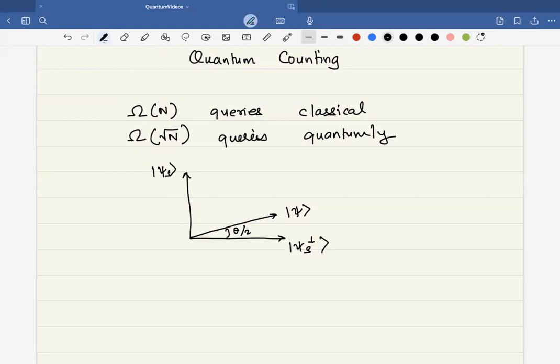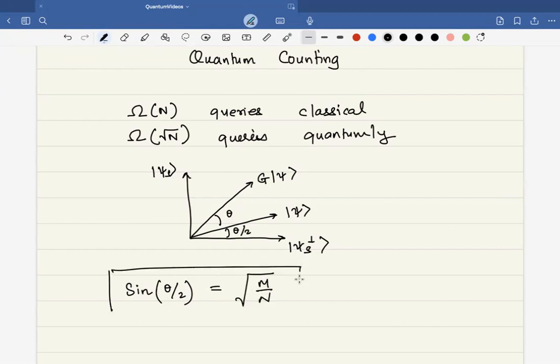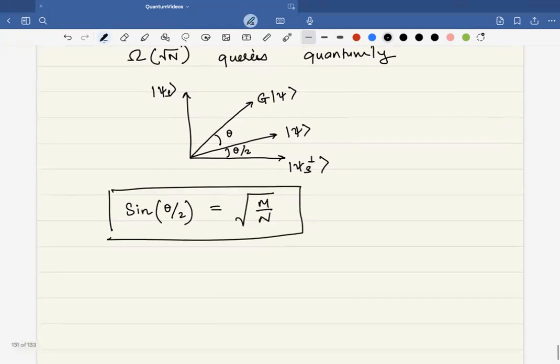And each iteration of the Grover search shifts the vector psi towards the solution space. So this is G psi. And we have this relationship between m and theta to be this. So sine of theta over 2 is square root of m over n. So this is the crucial relationship.